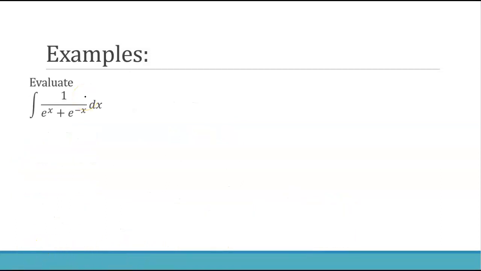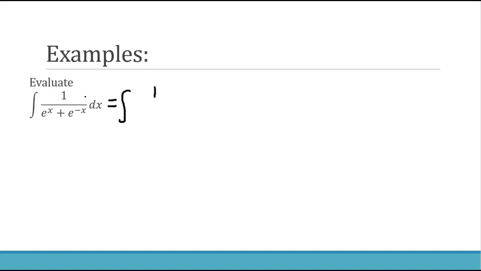Here we want to evaluate the integral of 1 over e to the x plus e to the negative x. And I'll realize quickly that I'm stuck. If I let u be the entire denominator, the derivative will be e to the x minus e to the negative x, and that's not involved anywhere. So what I want to start by doing here is a little bit of algebra first.